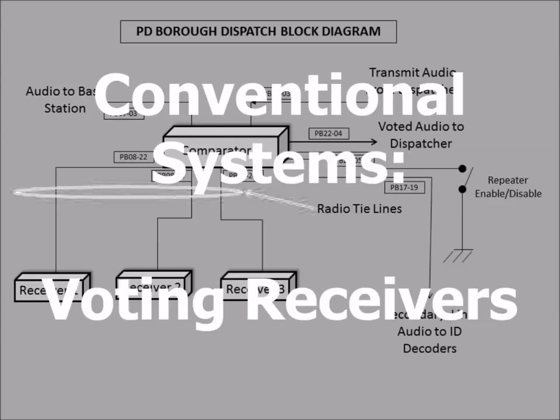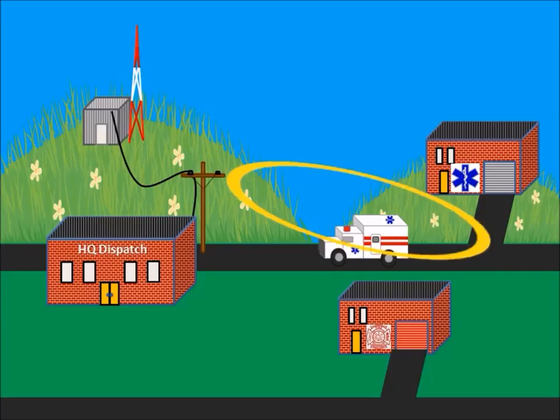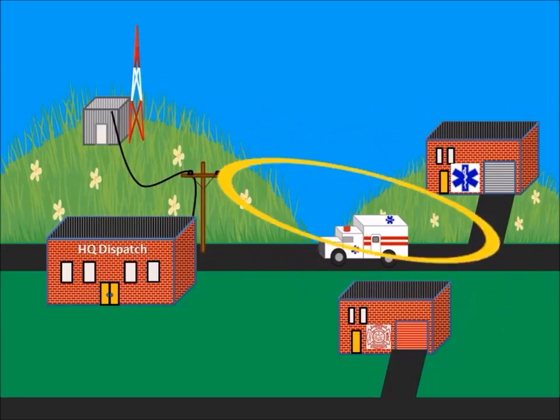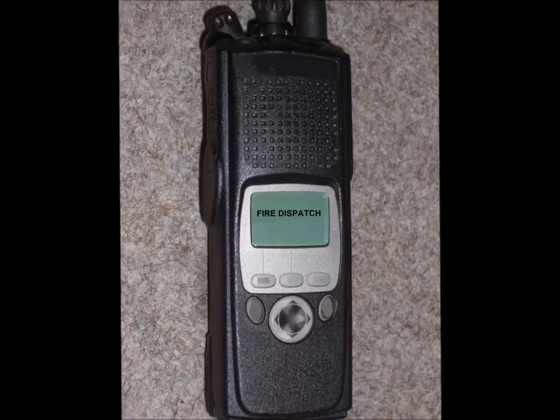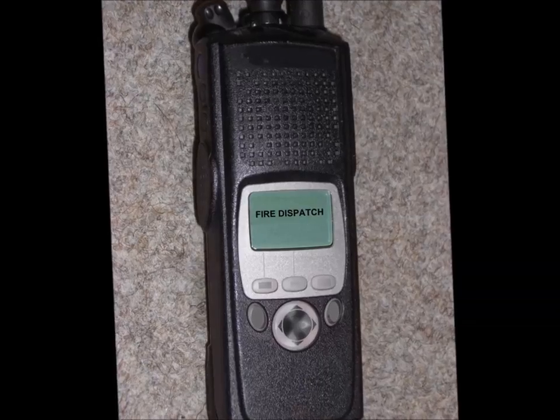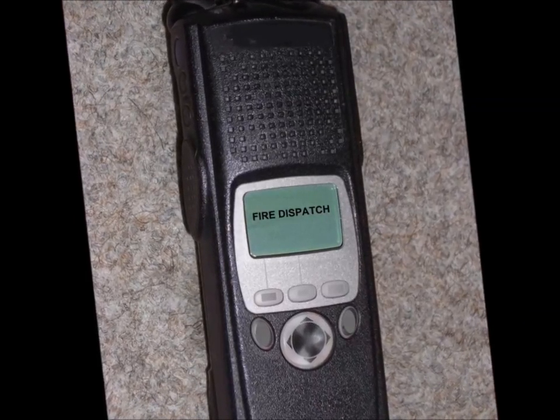We will now discuss conventional systems voting receivers. Systems designed for mobile subscribers may operate satisfactorily with a single site. However, when portable radios are used, the single site may not be able to receive the low-power subscriber. So, how can a system be improved to support the use of the convenient portable radio?